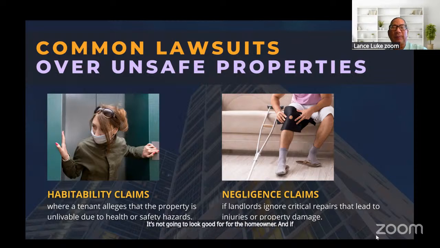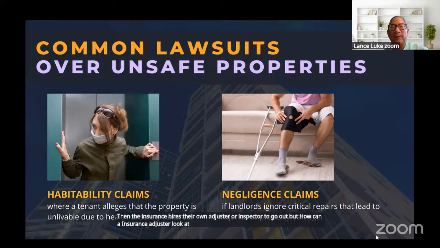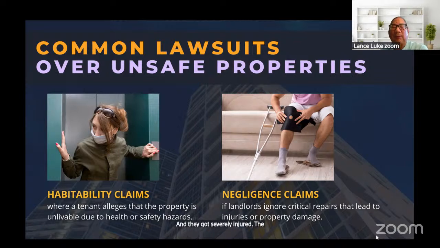And if it goes to court, what happens is the insurance gets involved, right? And then the insurance hires their own adjuster or inspector to go out. But how can an insurance adjuster look at the same stairs and render a different opinion than my opinion, based on my professional credentials? So it's kind of a lost cause at that point. So what happens is the insurance company ends up settling the claim. Now, hopefully the person didn't get that hurt, but let's say it's a situation where it's an elderly person and they got severely injured, the claim could be paying their medical for the rest of their life. Or if it was a younger person and they got so injured that they couldn't work for the rest of their life, that's a huge multi-million-dollar claim.